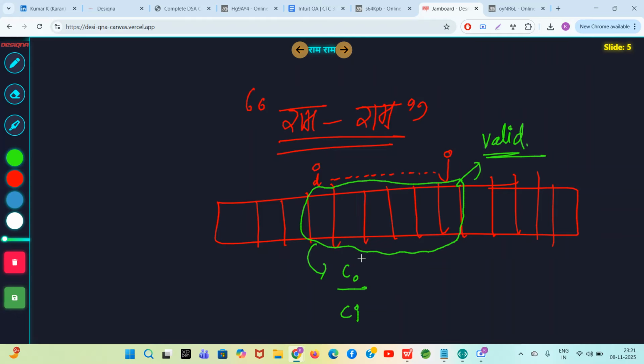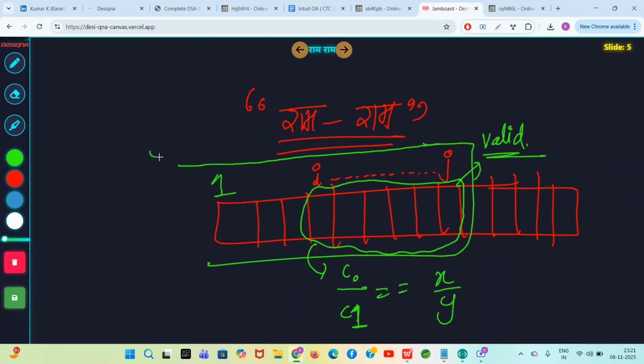So guys, count of 0 divided by count of 1 for this subarray needs to be x by y. What is the count of 0? Count of 0 is nothing but the number of zeros from index 1 to j minus the number of zeros from 1 to i minus 1. This is the i minus 1 index.